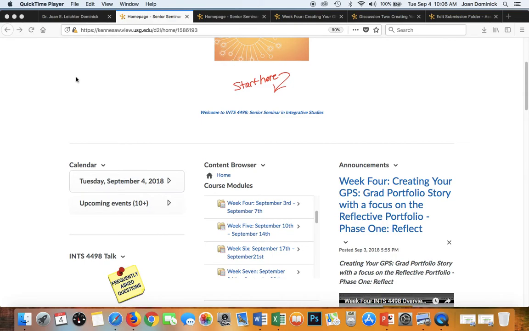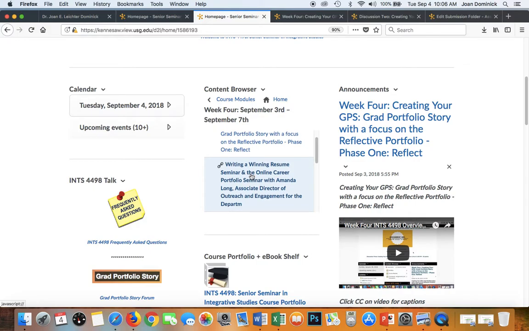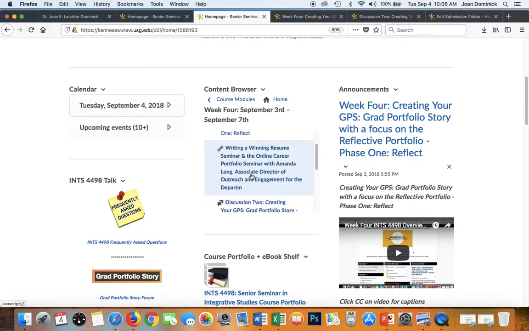Welcome to week 4. This week's topic is creating your GPS grad portfolio story with the focus on the reflective portfolio, phase 1 reflect. Let's look at the module for week 4. First, here's our module.